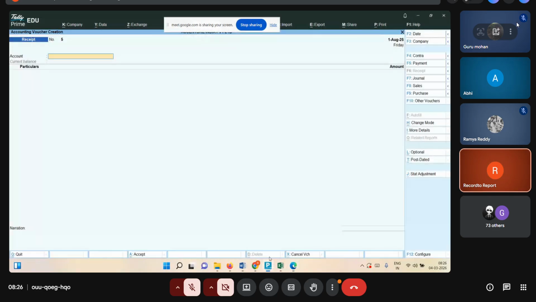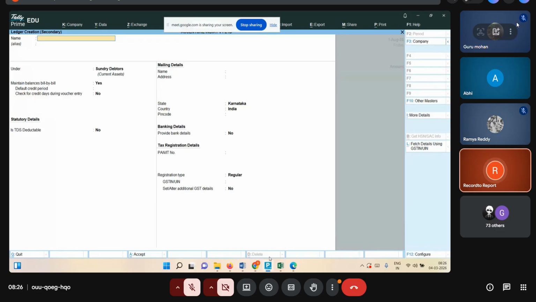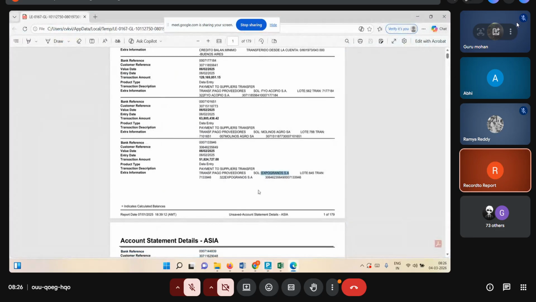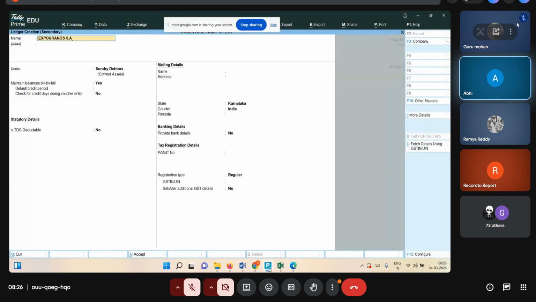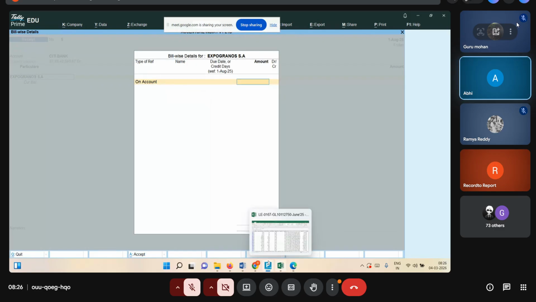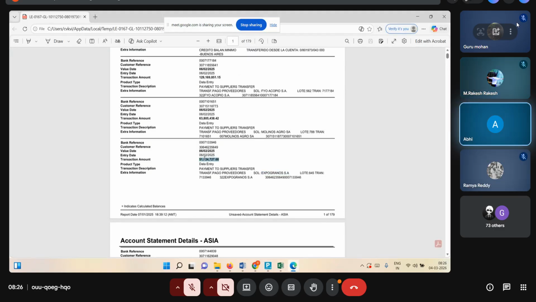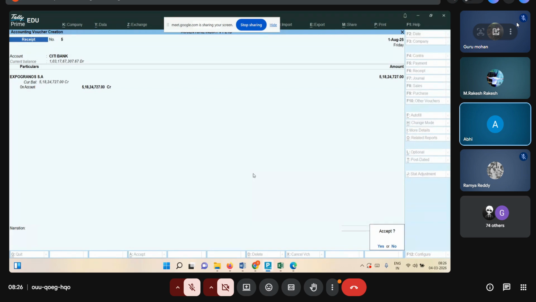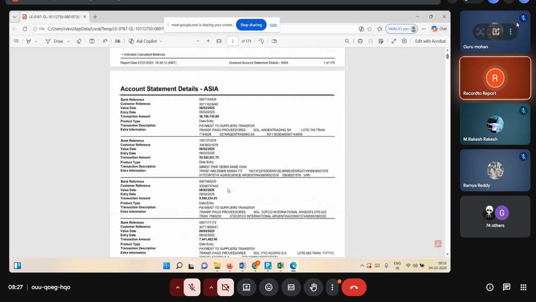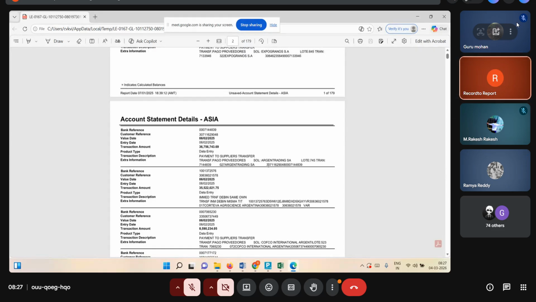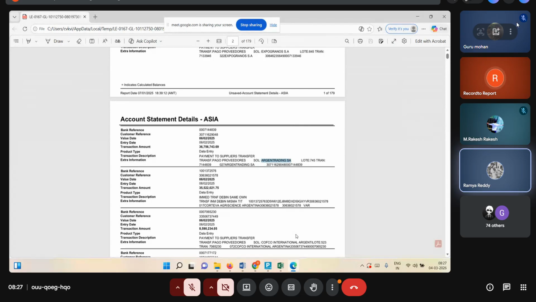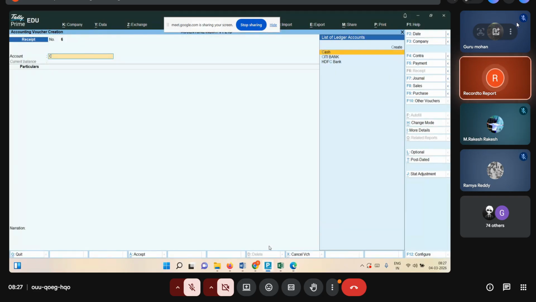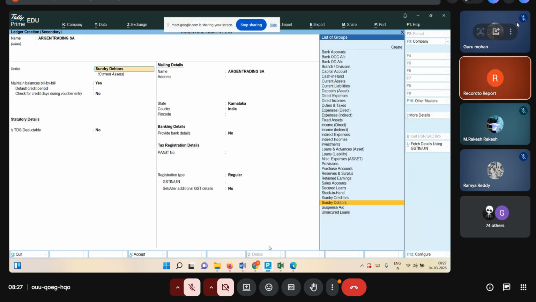Okay. See, Citibank is the customer name. Okay. Fine. So what is the next transaction? A receipt from whom? Urgent Trading SA. Okay. So which account did we receive the money in? Urgent Trading. Yeah. So save this.